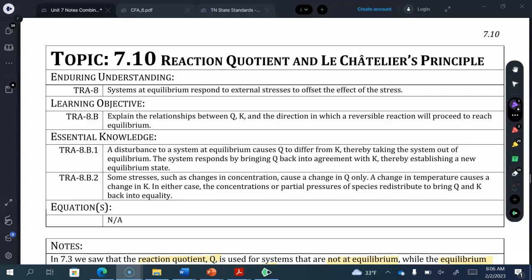Okay, guys, welcome to topic 7.10, reaction quotient and Le Chatelier's principle. By the end of this, you should be able to explain the relationships between Q, K, and the direction in which a reversible reaction will proceed to reach equilibrium.